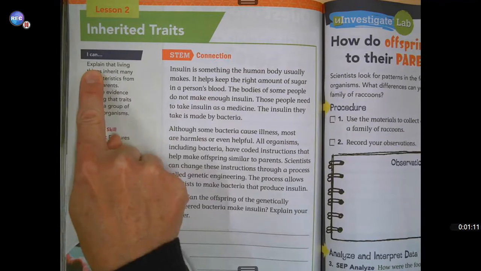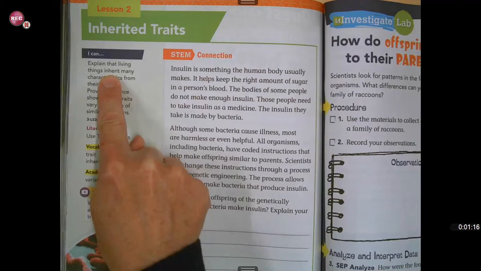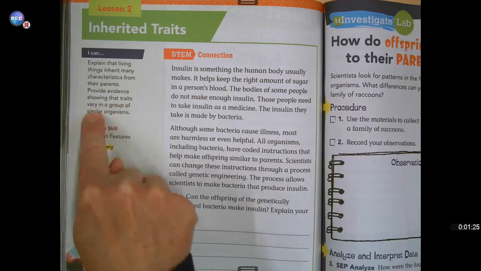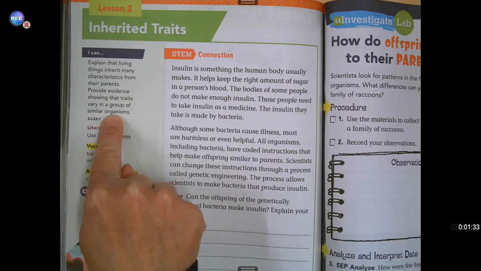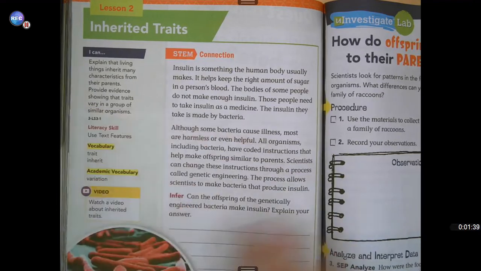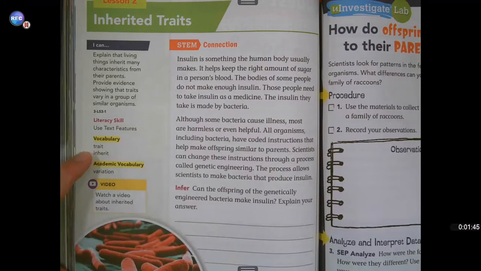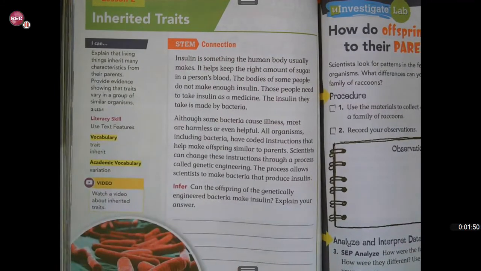It says, I can explain that living things inherit, that means get from the parent, many characteristics from their parents, and provide evidence showing that traits vary, so that means they change, in a group of similar organisms. So not every organism in that group will have the same traits. That's what vary means. The vocabulary words that you're going to hear, you're going to need to know are trait and inherit. And then the word variation is also going to be an important word.